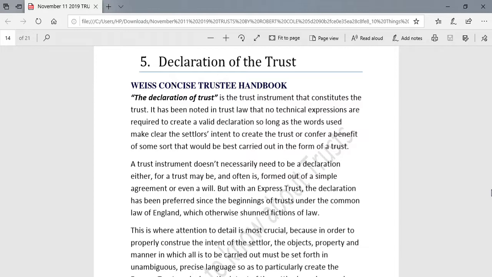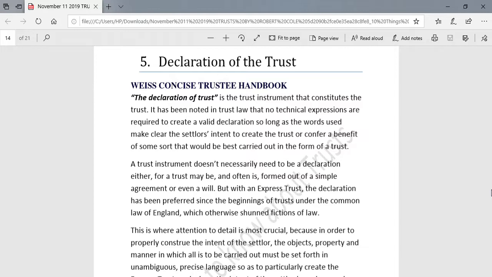A trust instrument doesn't necessarily need to be a declaration either, for a trust may be, and often is, formed out of a simple agreement or even a will. But with an express trust, the declaration has been preferred since the beginnings of trusts under the common law of England, which otherwise shunned fictions of law.